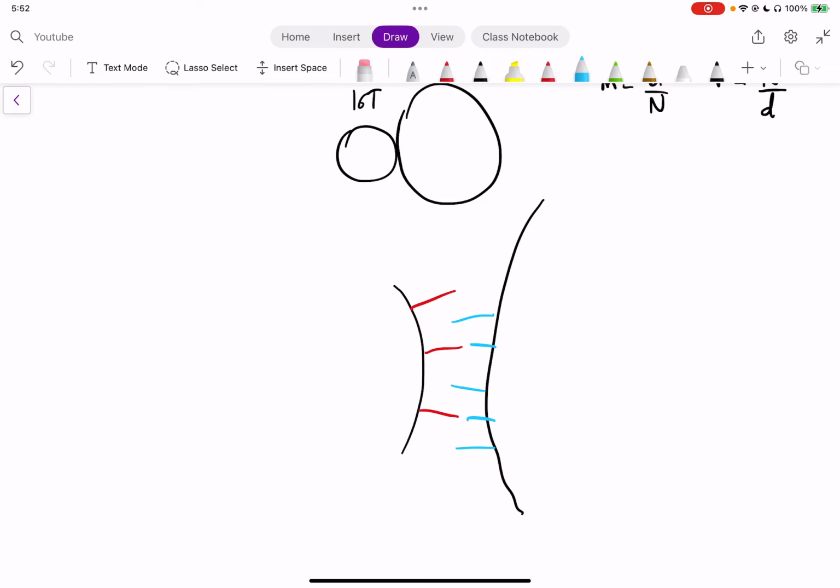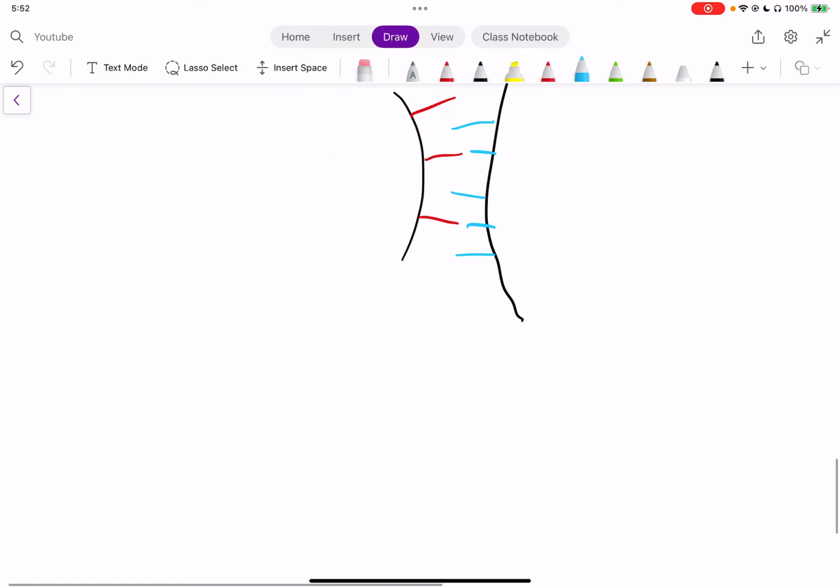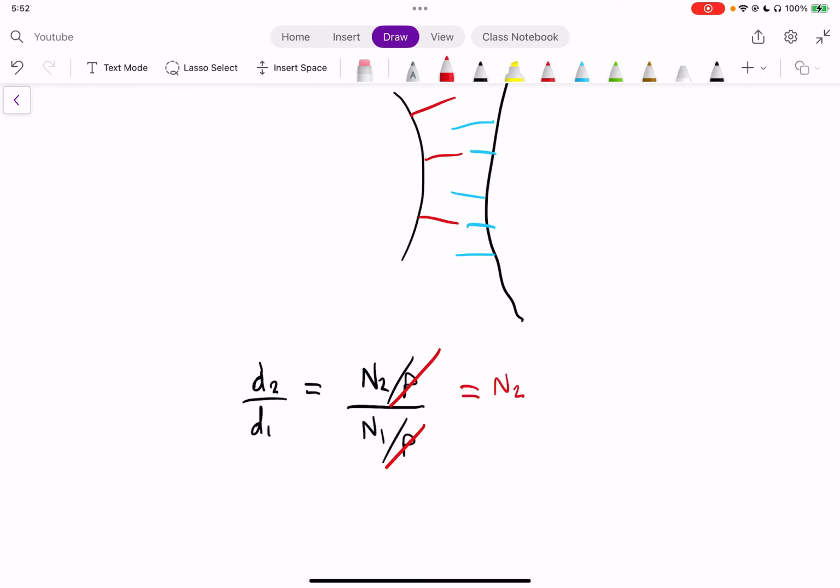And therefore, if we say that d2 over d1 is equal to, we can rearrange the diametral pitch equation to say this is equal to n2 over p, and then this is equal to n1 over p, and since p is the same, we can cancel the p's out, and we're left with n2 over n1 as previously stated. So that helps us a little bit in the analysis of our problem.